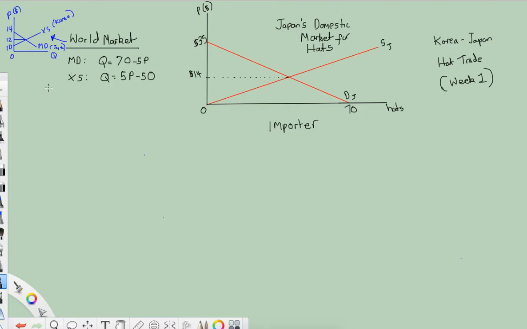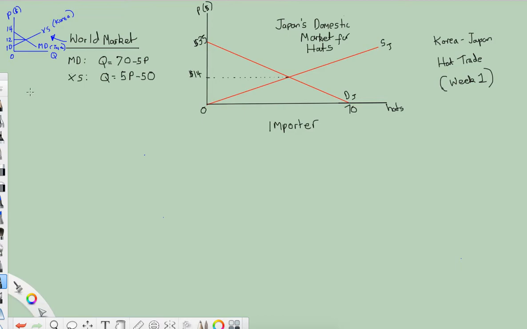And now we're going to see what happens when we put a tariff on the trade in hats between Korea and Japan. And if you remember from the last video, the first thing we have to figure out is how they share any tariff, because we've got an upward sloping export supply curve. So that means that Japan must be a large country in the market for hats. So we know that Korea is going to have to share the tariff with Japan.